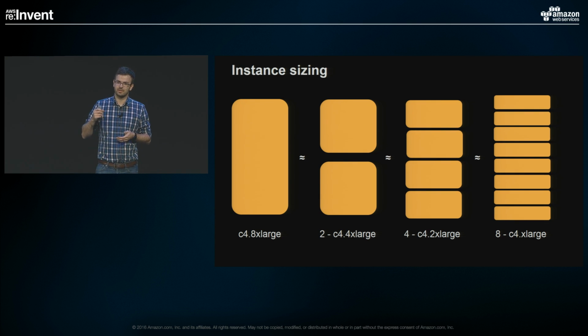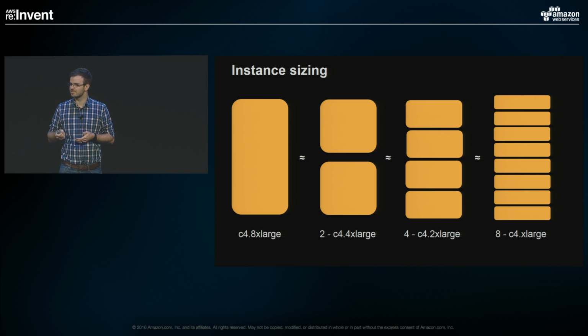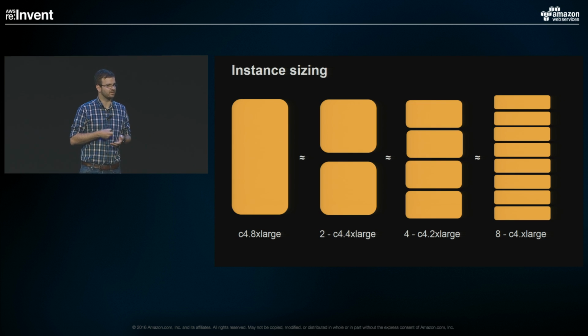And these are things like virtual CPUs that instance has, the amount of memory that's allocated to it, even the amount of network bandwidth that's available to that instance is roughly half of that size. And this follows all the way down the line. So 4 of the C4 2xlarges are roughly equal to 2 of the C4 4xlarges, and so on and so forth.